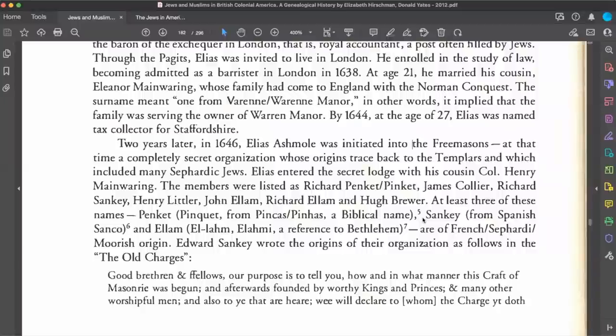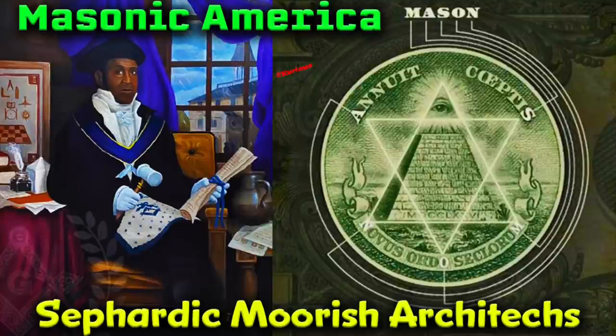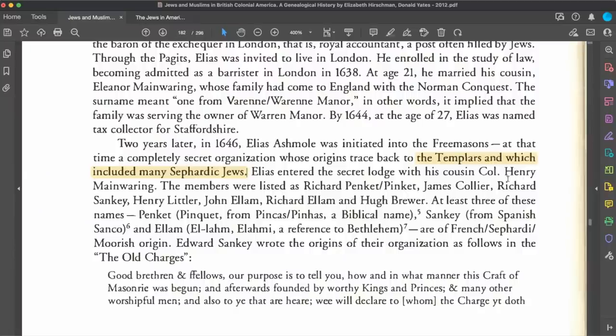Two years later, in 1646, Elias Ashmole was initiated into the Freemasons, at that time a completely secret organization whose origins trace back to the Templars, and which included many Sephardic Jews, all right? Elias entered the secret lodge with his cousin, Colonel Henry Mainwaring. The members were listed as Richard Pinkett, James Collier, Richard Sankey, Henry Littler, John Allum, Richard Allum, and Hugh Brewer.